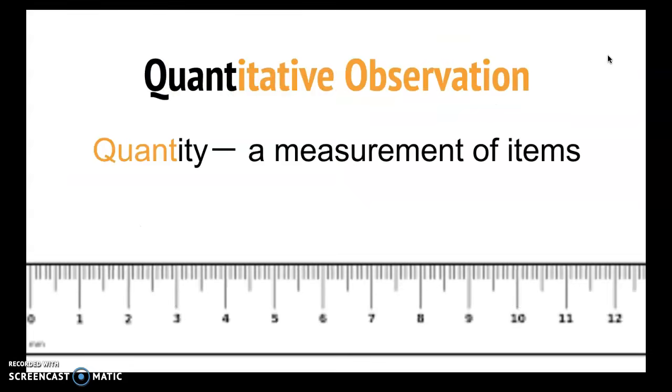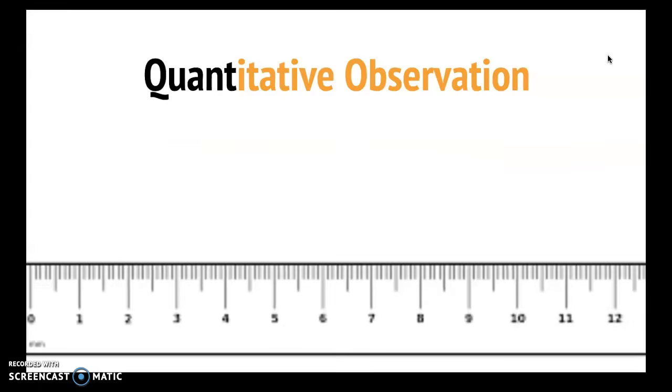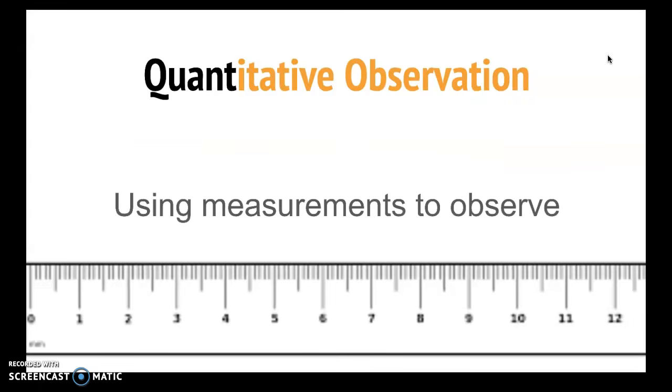Now, for quantitative observations. The word quantitative comes from the word quantity, which means a measurement of items. A quantitative observation is when we use measurements to observe.